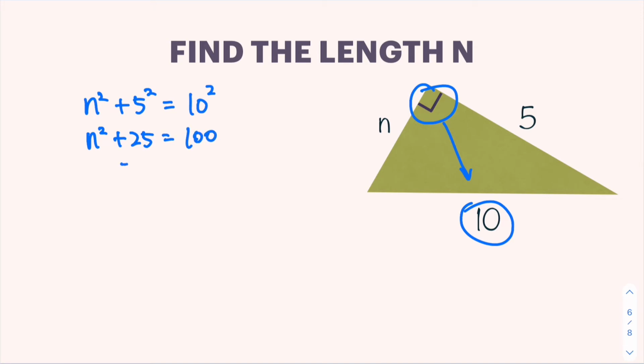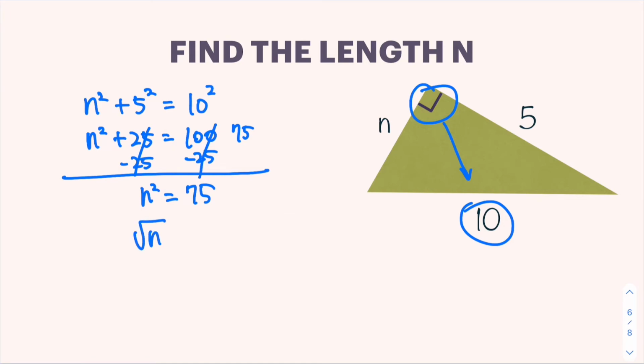And we apply the opposite operation of adding 25. We do that to both sides. Plus 25 and minus 25 cancel each other out. 100 minus 25 is 75. N squared is equal to 75. Now we take the square root on both sides. Square root and the square cancel each other out. So n is equal to the square root of 75.